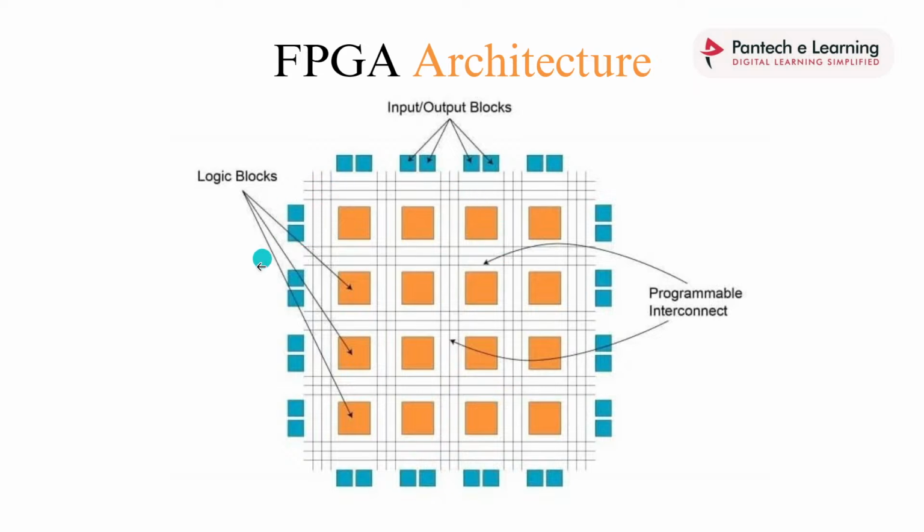There are a lot of pins on the FPGA. We can give input from these pins, and we can get output from these pins also. This is all transferred by using the interconnect wires. These are the wires. There is a matrix of interconnect wires, which the FPGA uses to transfer data from one CLB to another CLB.